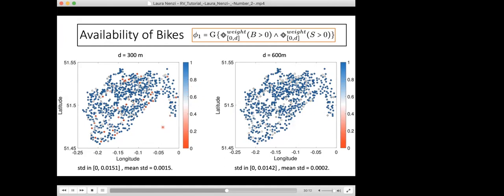That means that from each location, doing just 300 meters, in almost all the locations you have a probability greater than 0.5 to find a bike. And with 600 meters, you can see that all the locations have at least 0.5 probability of satisfying the property.